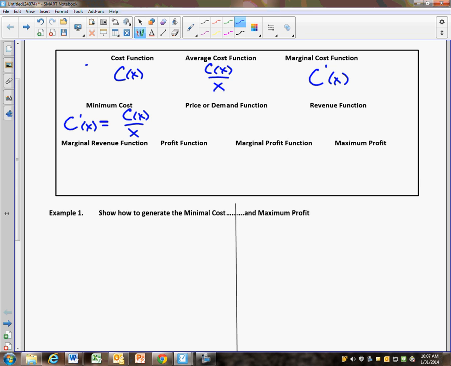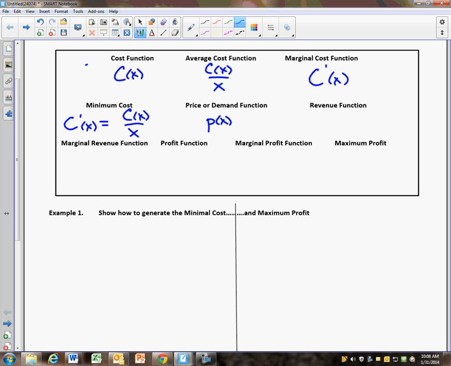Sometimes the price function or the demand function is listed like this, but we call it P of X. So that's really what we should charge. As the demand goes up, the price goes up. As demand goes down, price goes down. As demand goes down, supply goes up, and so you see the relationship, right? Depending on what you want to talk about is the independent and dependent variable.